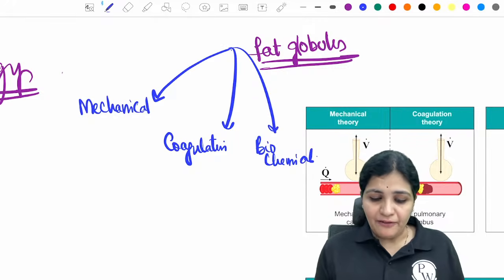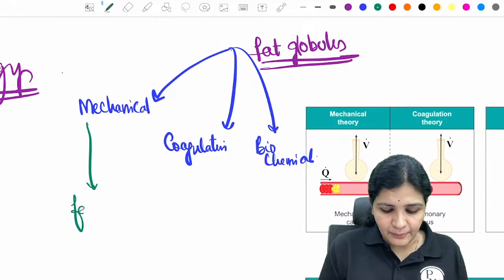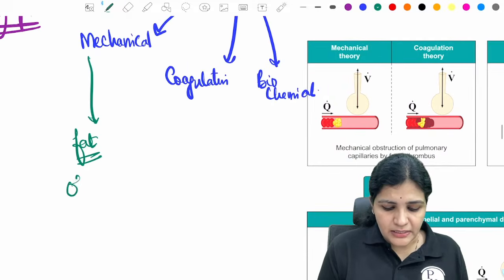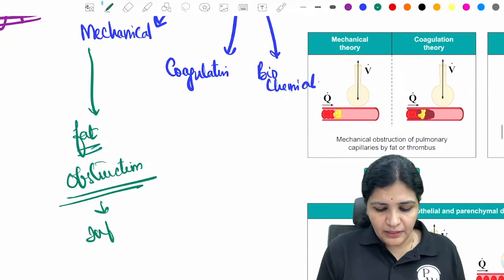The first one I've told you, the mechanical. What is the mechanical theory? The mechanical theory is nothing but the fat causing obstruction, right? And then this obstruction will result in what? An inflammatory response, right?